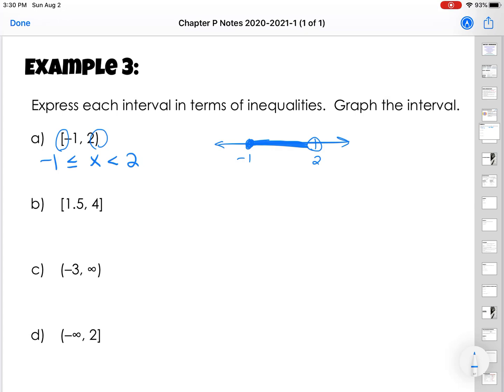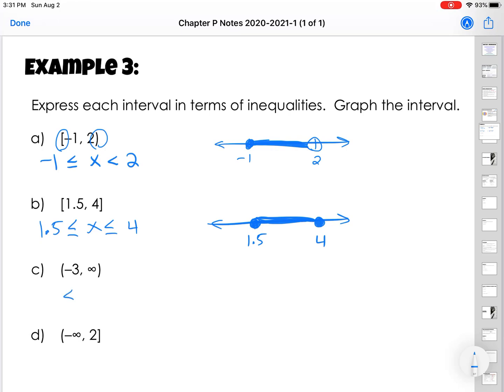Same concept for this next one. Because they're both squared off, they're both or equal to. So we're between 1.5 and 4. So both of my circles now should be closed. A little hard to color in on here. I think I did an okay job. And everything in between. The next one, we see the curved parentheses.